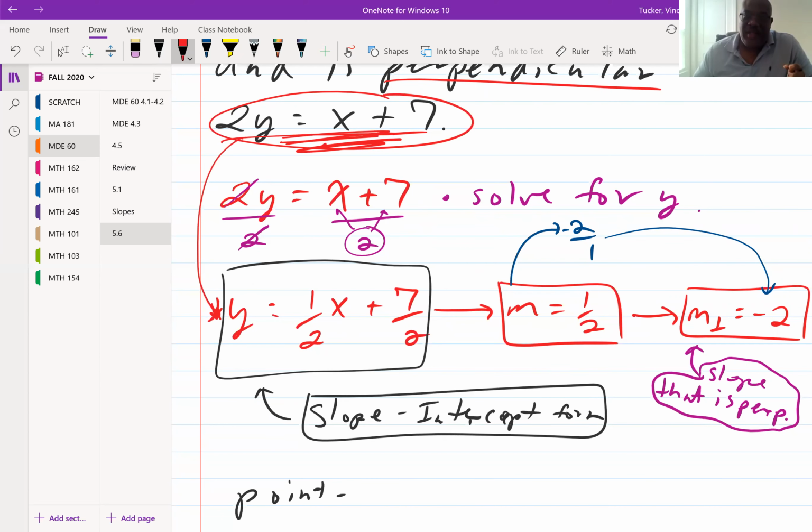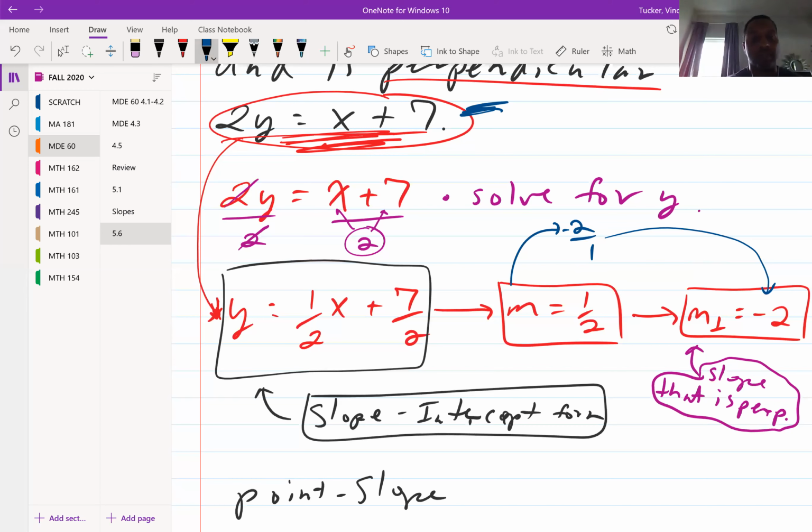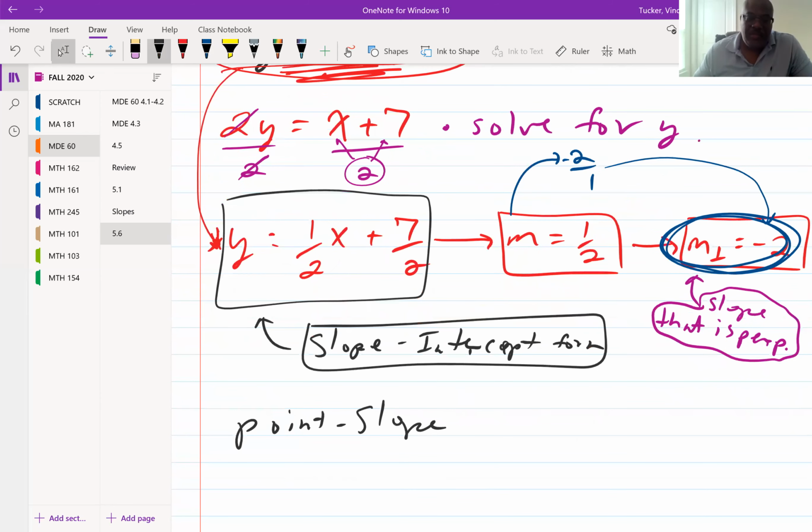I'm trying to get it straight in my head. So we got it in slope intercept form. Now we're about to get to the second part where we have to use point slope. Yes. The point slope formula is going to help us find the equation that we're looking for. They gave us an equation, we converted it to slope intercept form so we could get the slope. Now we're going to use the slope that we got and the point that they gave us.